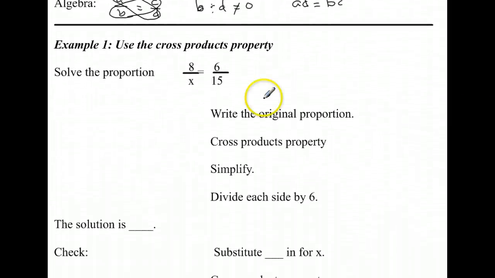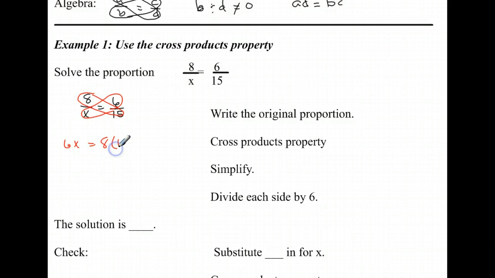Alright, so looking at my proportion, my cross products, the first step is to write my original proportion. 8 over x is equal to 6 over 15. The cross product property tells me that 6 times x would be equal to 8 times 15. I'm going to pick up my calculator, and I've got 8 times 15 is equal to 120. I want to divide by 6, and I'm going to get x is equal to 20. So that would be my solution.